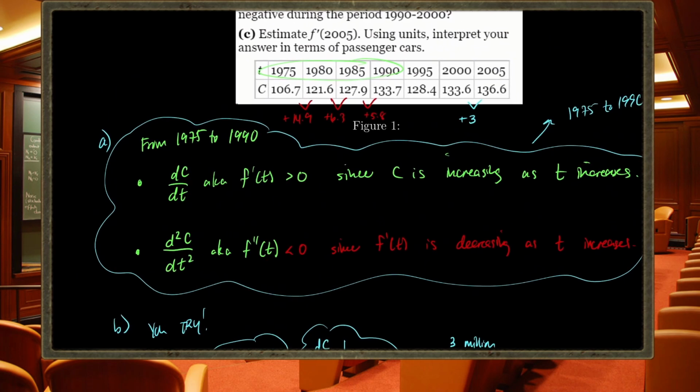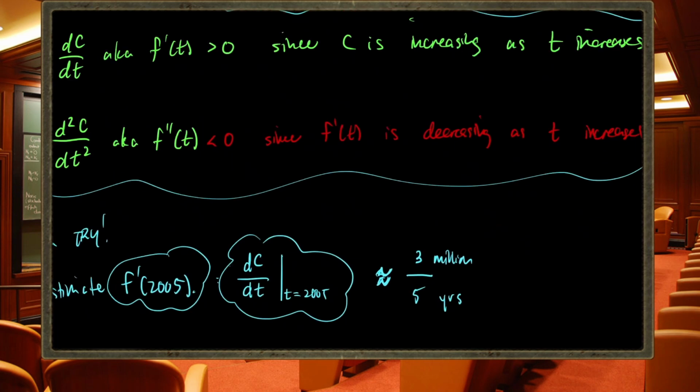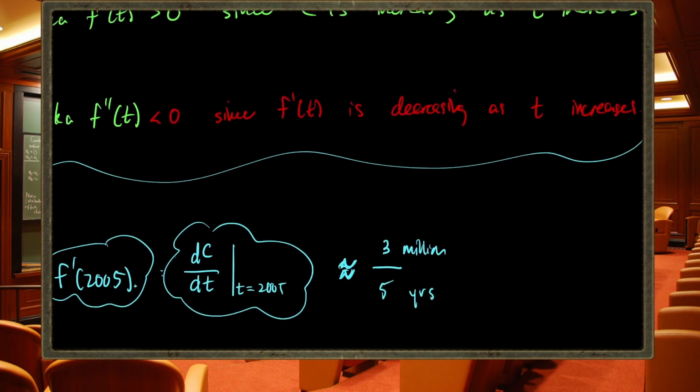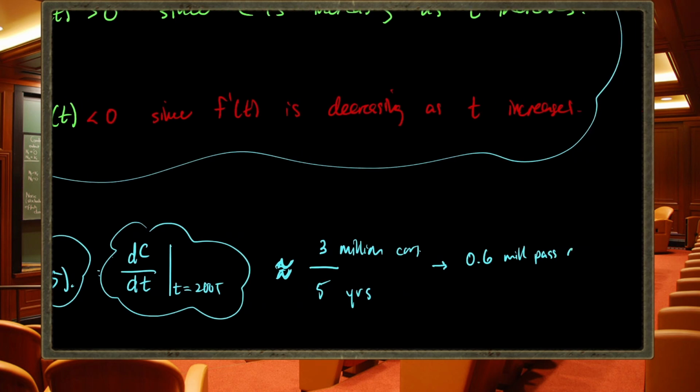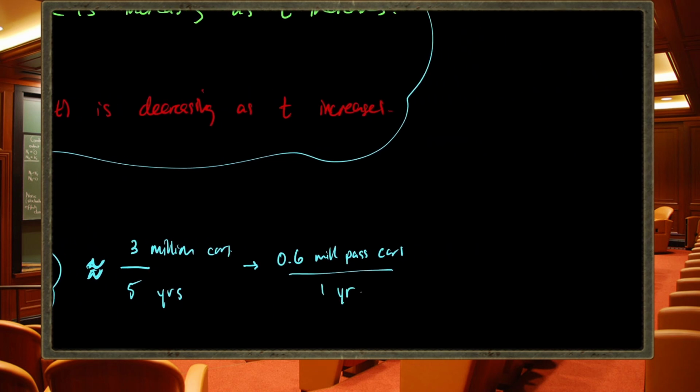You might be able to get a little bit more sophisticated, potentially even using the second derivative here, but we're not going to get into that here. So 3 million cars per 5 years. If we're trying to estimate what's happening at that point per year, we want to drive this to a unit rate. So we'd simplify 3 over 5 to be what? 0.6 million passenger cars per 1 year.